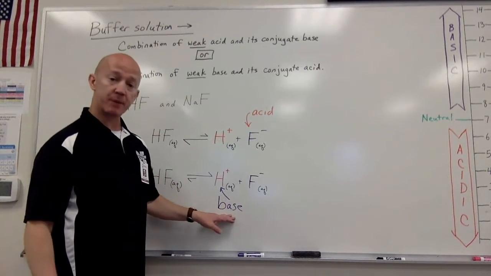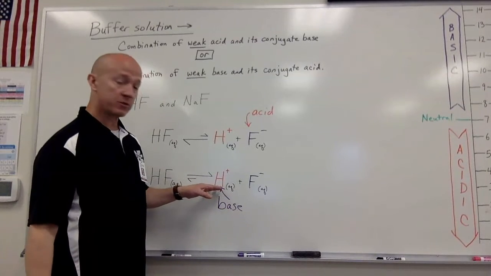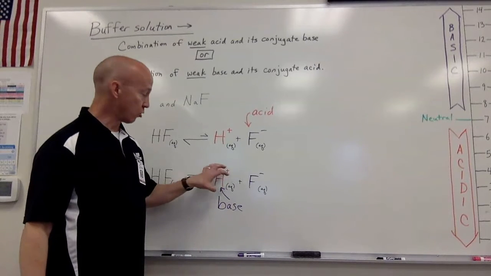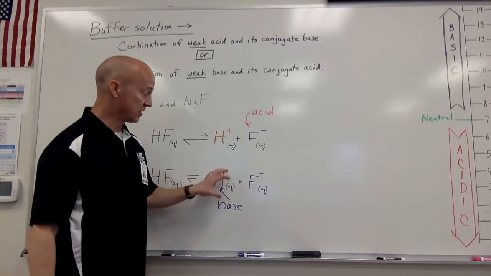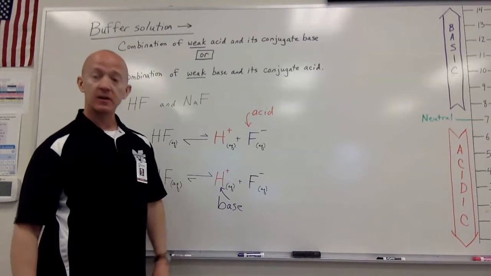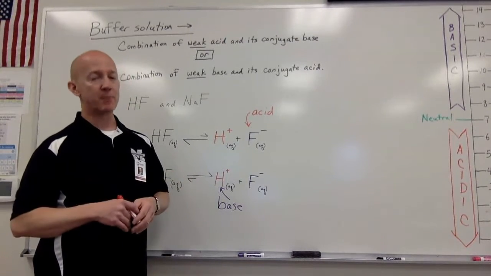However, if we add a base to the system, the OH ions in that base will react with the hydrogen ions and produce water, thus neutralizing or taking away the hydrogen ion. What happens when you take away product? The reaction shifts to the right. And so that's how a buffer keeps things nice and balanced.